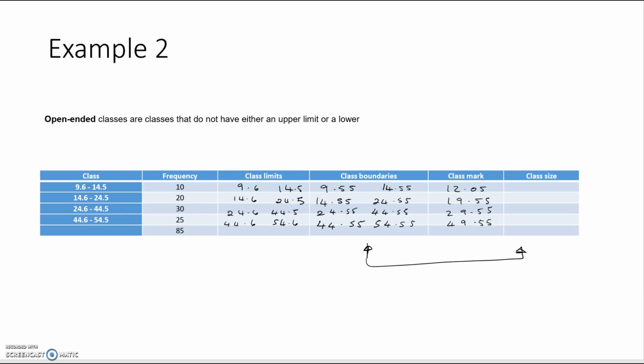So for the first one, the difference between 9.55 and 14.55 is 5. The difference between 14.55 and 24.55 is 10, and so on. The next one would be 20, and the next one would be 10.